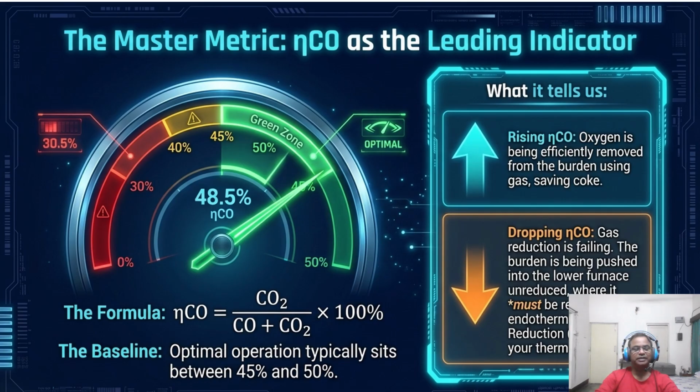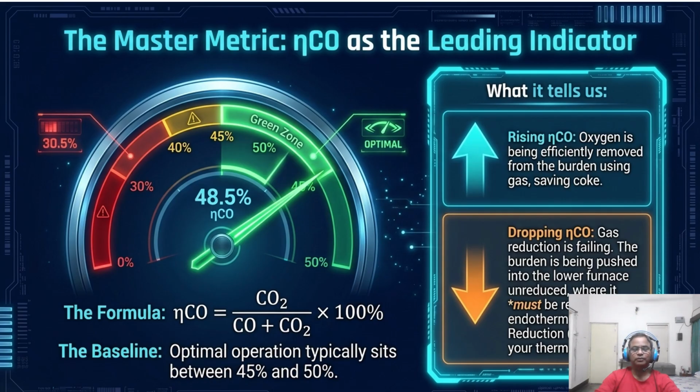So the master metric, eta, as the leading indicator. Eta is our master metric. As you see on the formula at the bottom, it's the ratio of CO2 to the total of CO and CO2. Our green zone, where we want to be, is between 45 and 50%, towards that blue point. A rising eta means we are efficiently removing oxygen using gas, which saves coke.